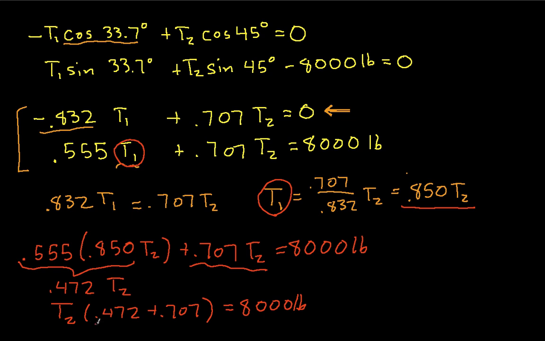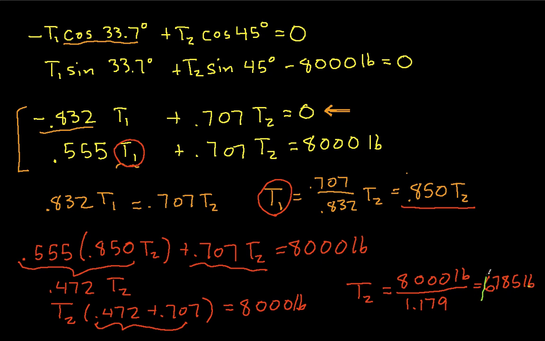And then adding these two together and dividing both sides of the equation by the sum, I get that T2 is equal to 8,000 divided by 1.179, which turns out to be 6,785 pounds.